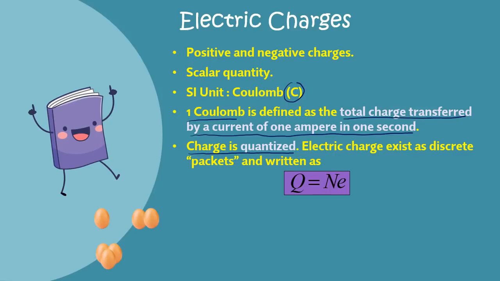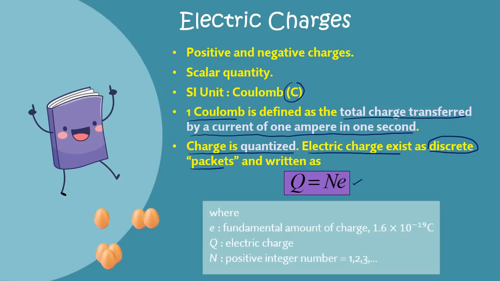So, electric charge exists as discrete packets and is written as Q equals N E, where E is the fundamental amount of charge, which is 1.6 times 10 to the power of negative 19 coulomb. Capital Q is the electric charge, and capital N is a positive integer, 1, 2, 3, and so on.